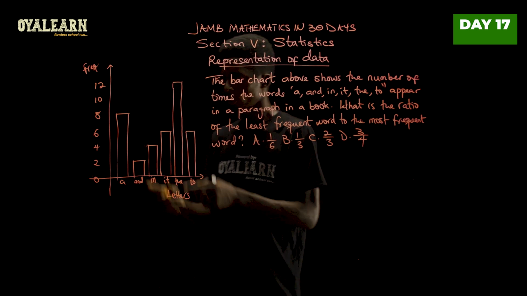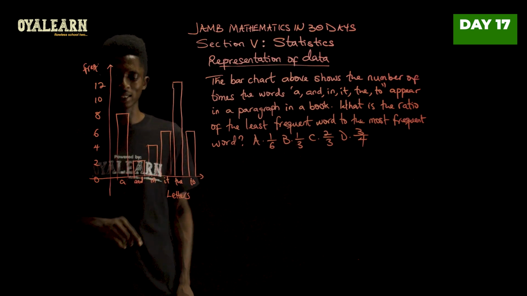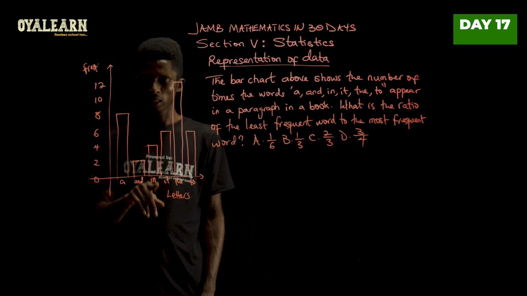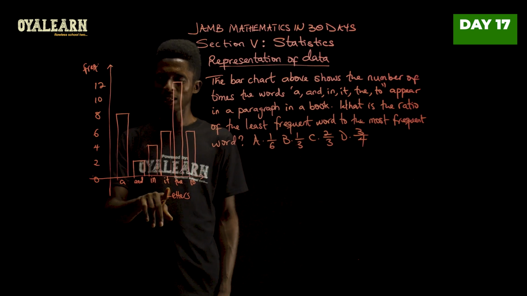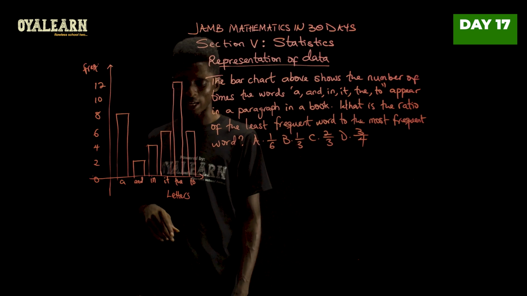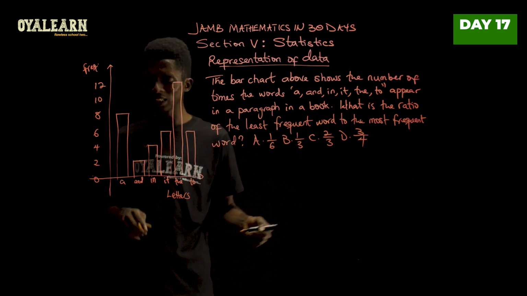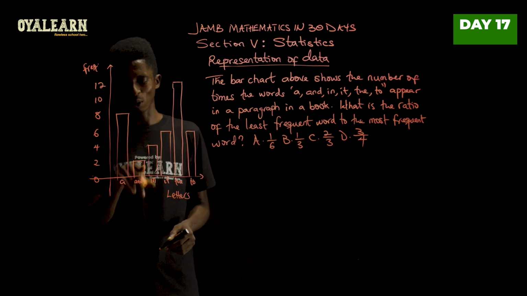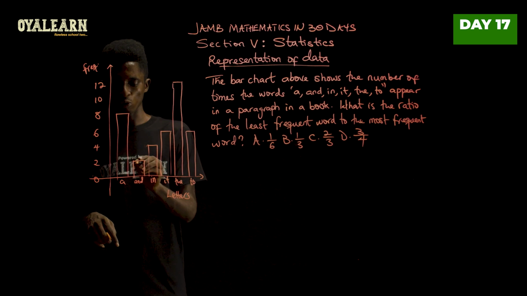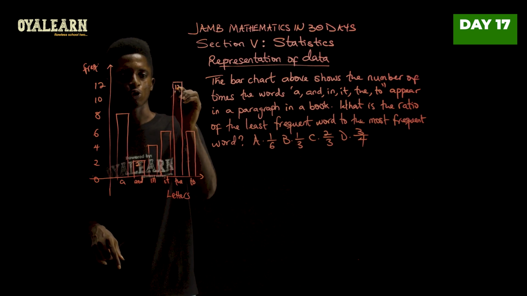So let's look here, and then we see that the word a appears 8 times, and appears twice, in appears 4 times, it appears 6 times, the appears 12 times, and to appears 6 times. So the least is the one that has the smallest bar here, and that is 2. And then the most is this long one where we have 12.